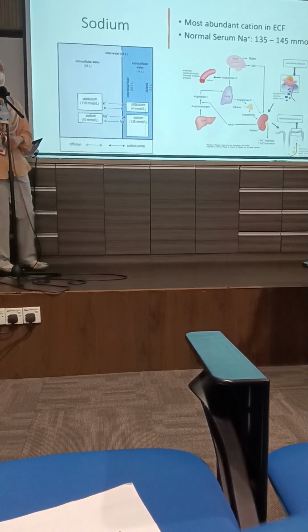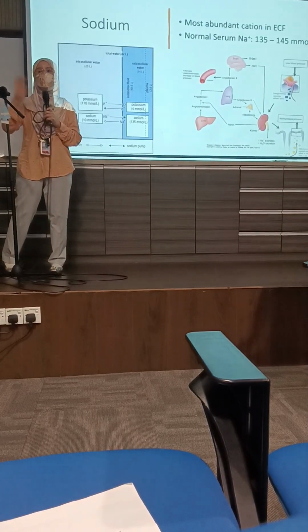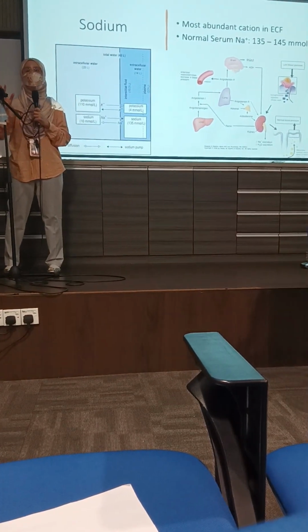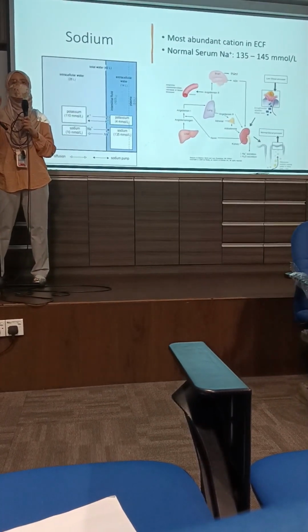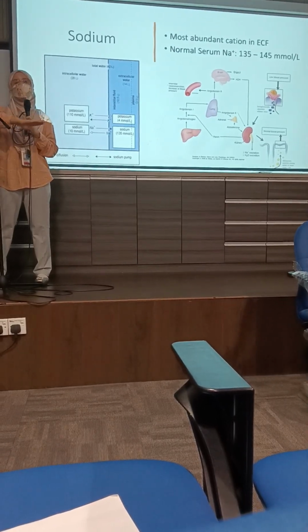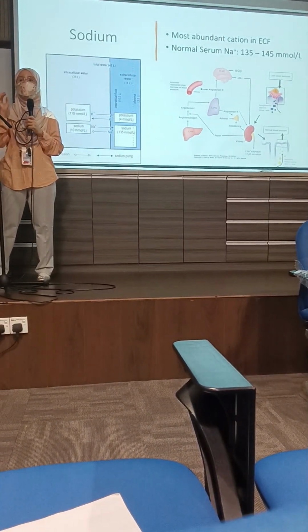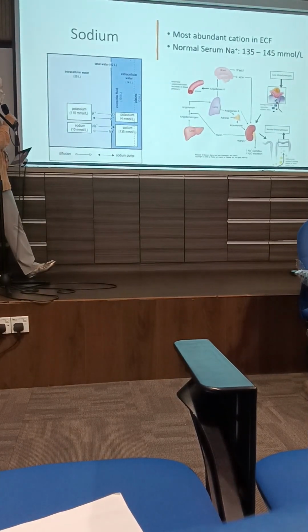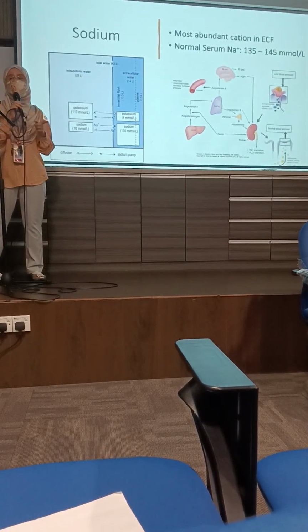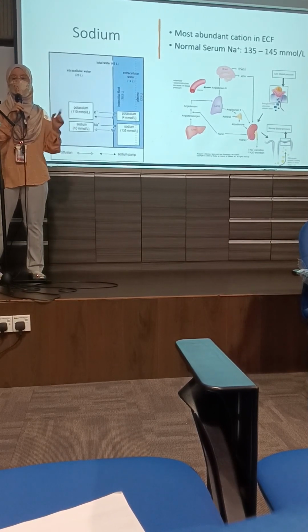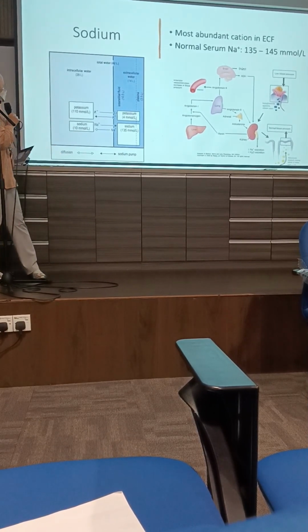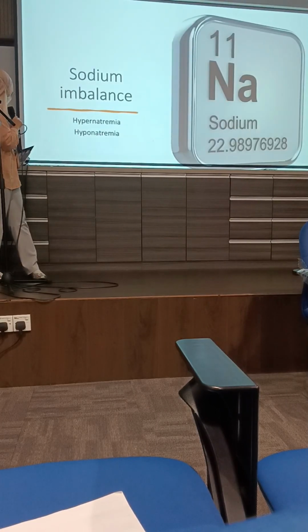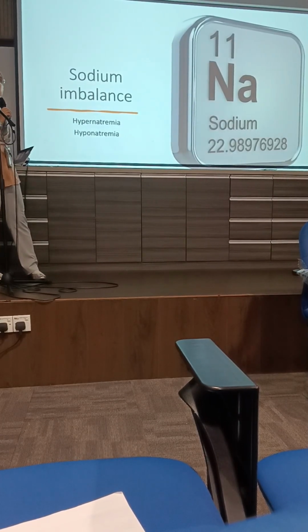Okay. Next we move on to sodium. We have finished water, now sodium. Where is sodium found most? Intracellular or extracellular? Extracellular. It is the major cation of the extracellular compartment. The normal serum sodium is 135 to 145. You don't have to remember, I will give this during the exam. The rest you can read. So the imbalance is hyper or hyponatremia.